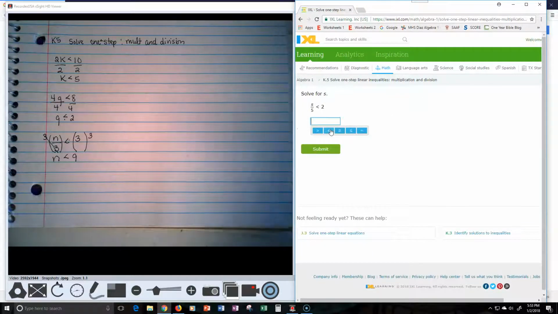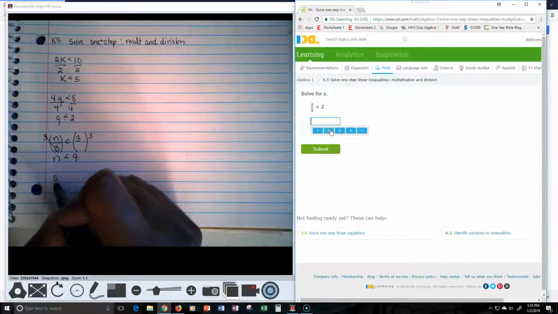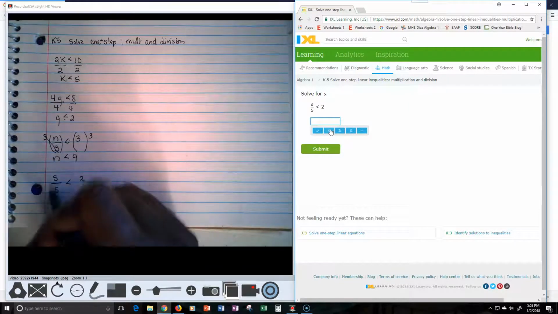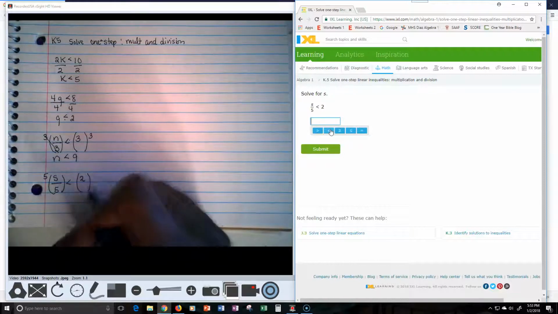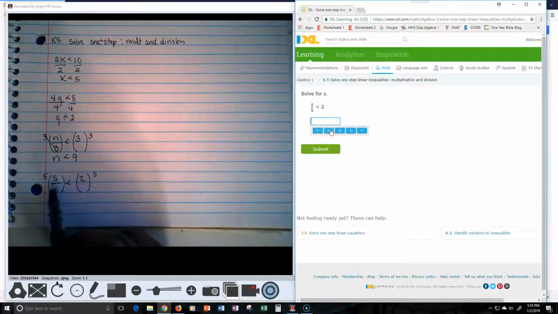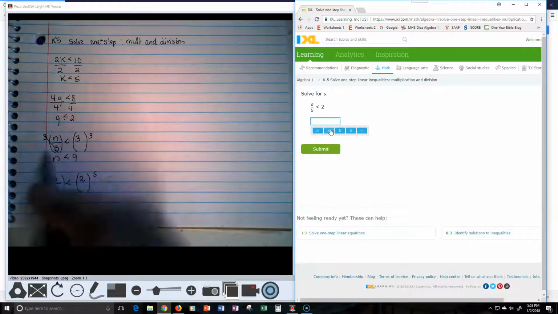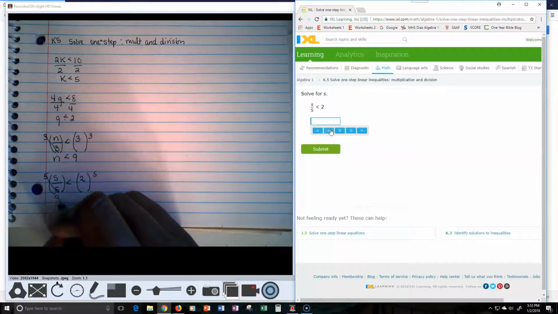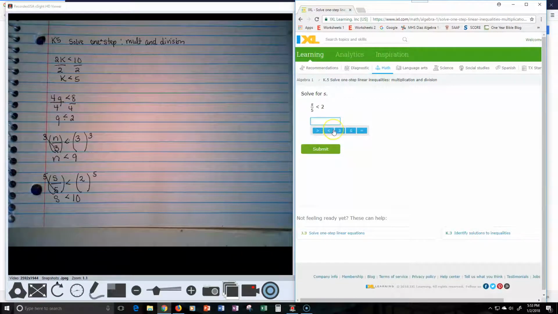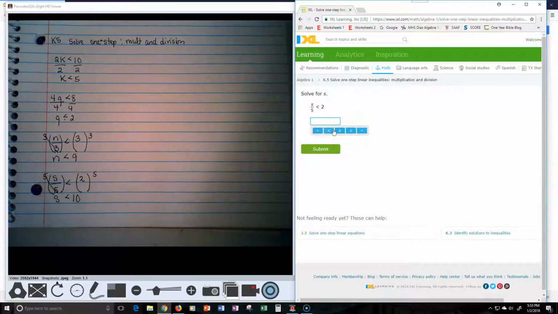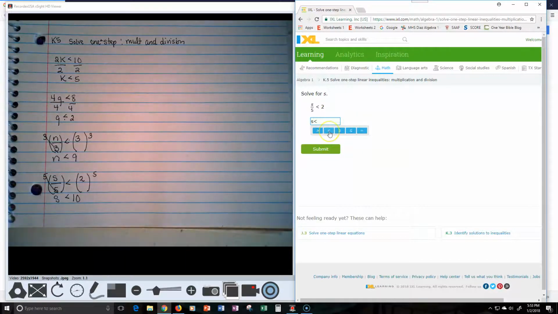All right, let's continue. So we have s divided by 5 is less than 2. So again, I'm going to multiply both sides of the inequality by 5 in order to get s alone. 5 divided by 5 is 1, so s therefore is 2 multiplied by 5, which is 10. So our answer would be s is less than 10.